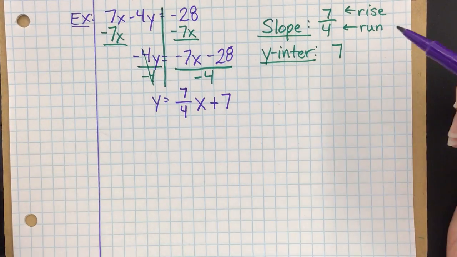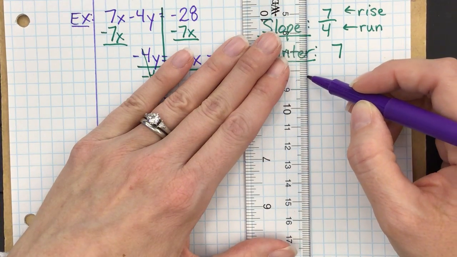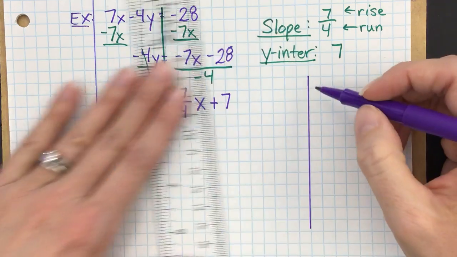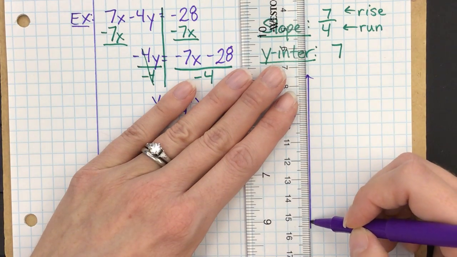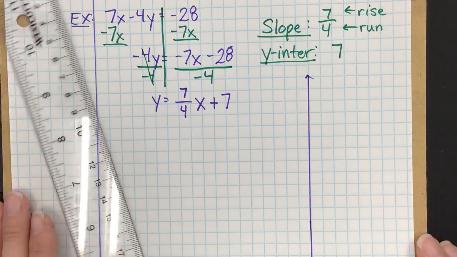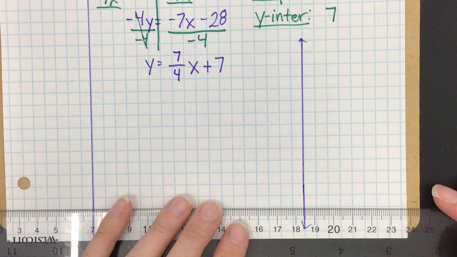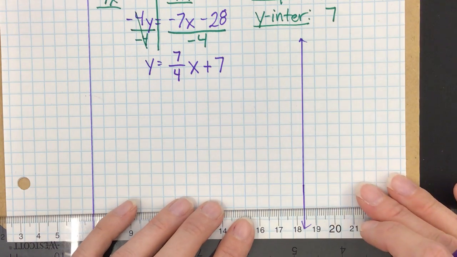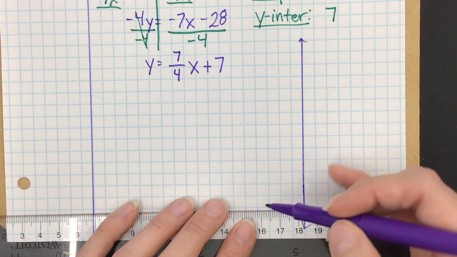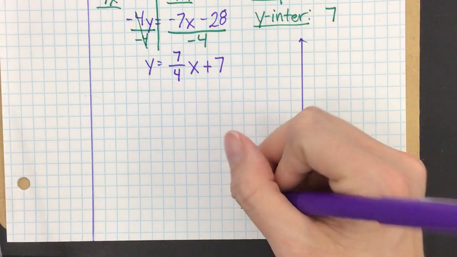So I'm going to do that. I'm actually going to make my graph pretty big, and I'm going to put my x-axis way down here, because if your y-intercept is 7 and then you're going up another 7, that's going to be a really big graph. It's going to take up a lot of space.